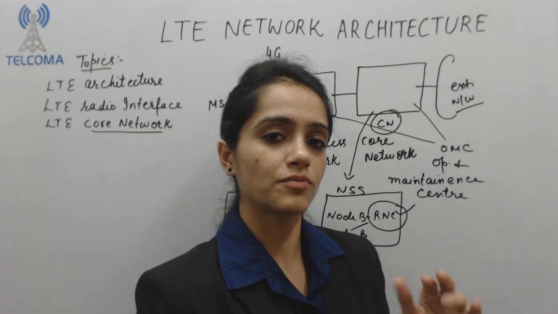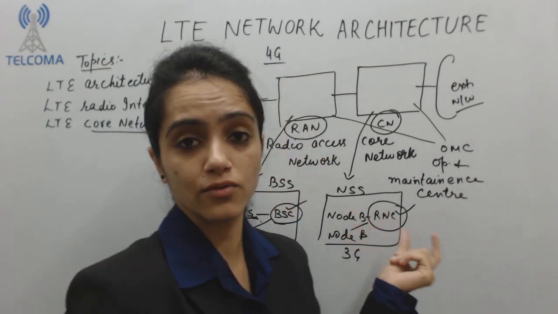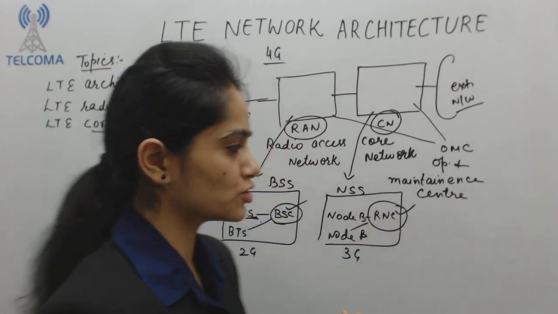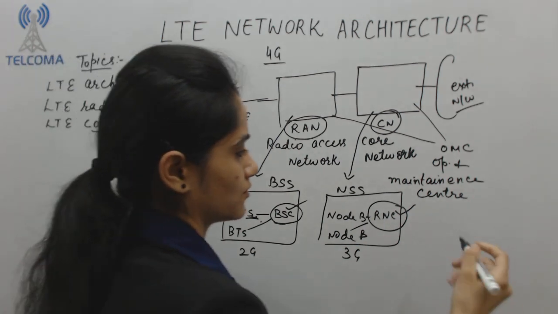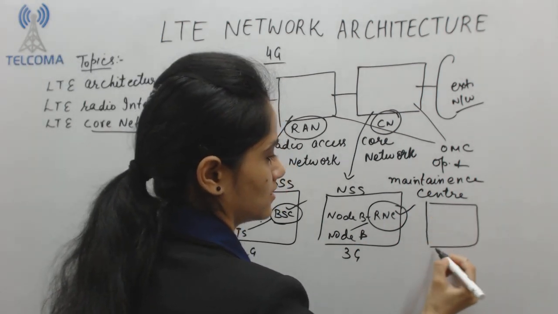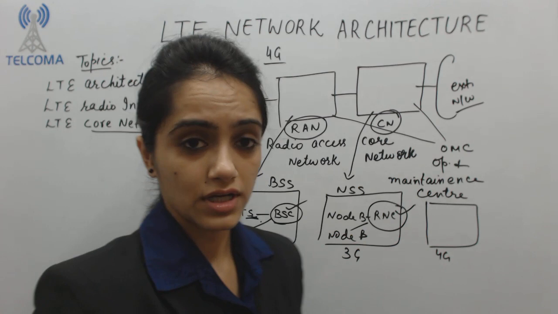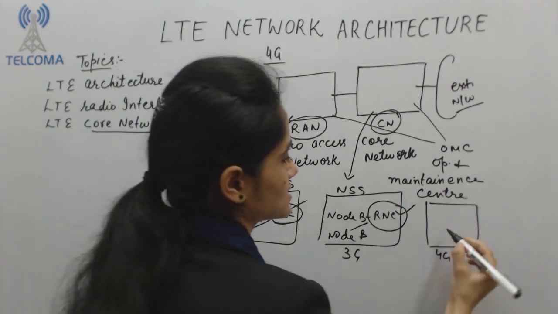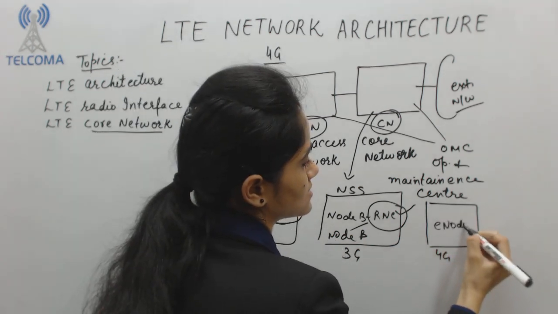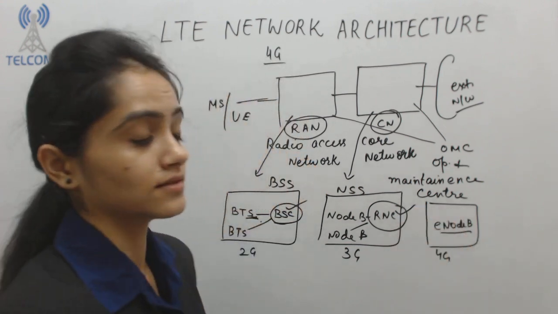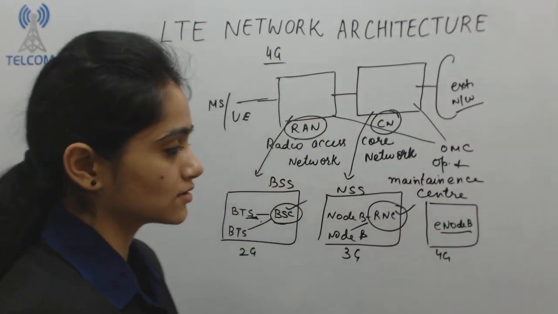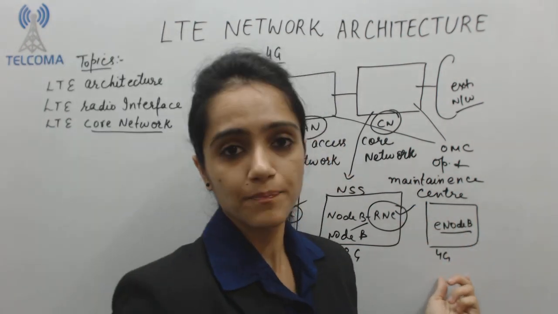Now, we want to remove this separate controller over here. That means in the 4G radio access network, or RAN part, we don't want a separate controller. A single controller is enough. Why is a single controller required in 4G?